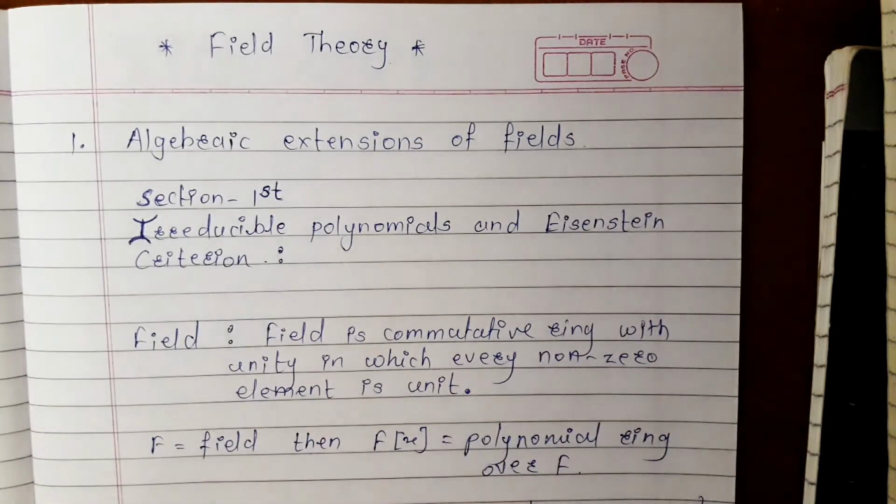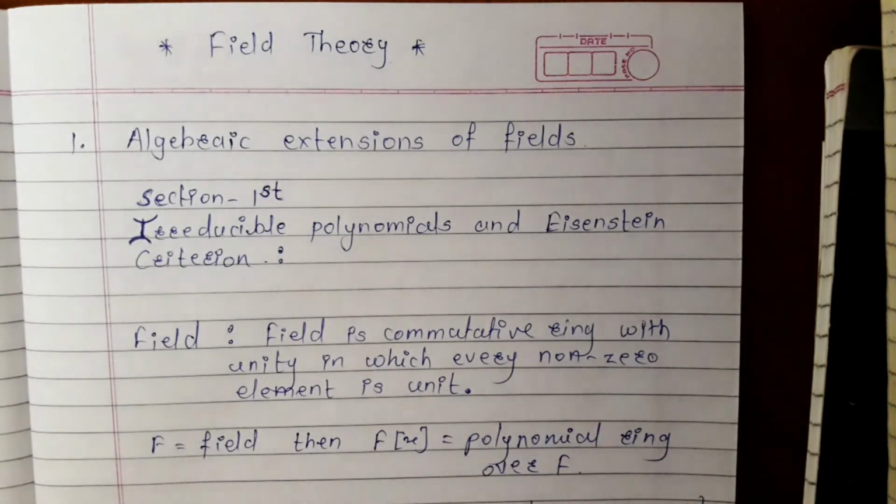In this section, we will study the definition of reducible polynomial, irreducible polynomial, then the properties of the polynomial ring F[x] over a field F, and then some results for testing the reducibility and irreducibility of the polynomials.